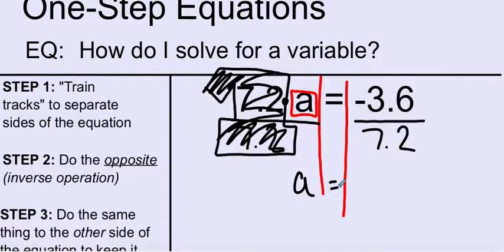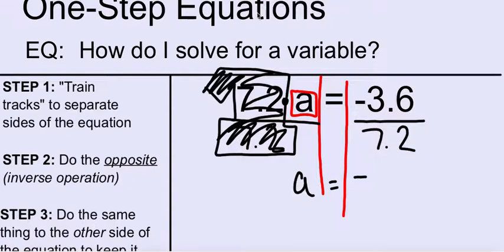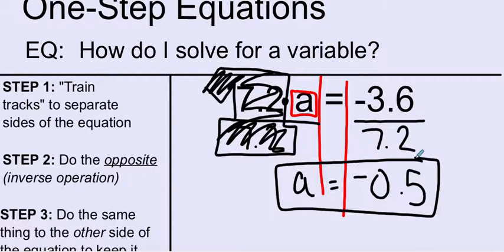And then I divide. I know that a negative divided by a positive is a negative. And when I type 3.6 divided by 7.2 into my calculator, I get 0.5. I already knew it was negative, so I can have negative 0.5. Again, I'm going to go back and do my check just to make sure.